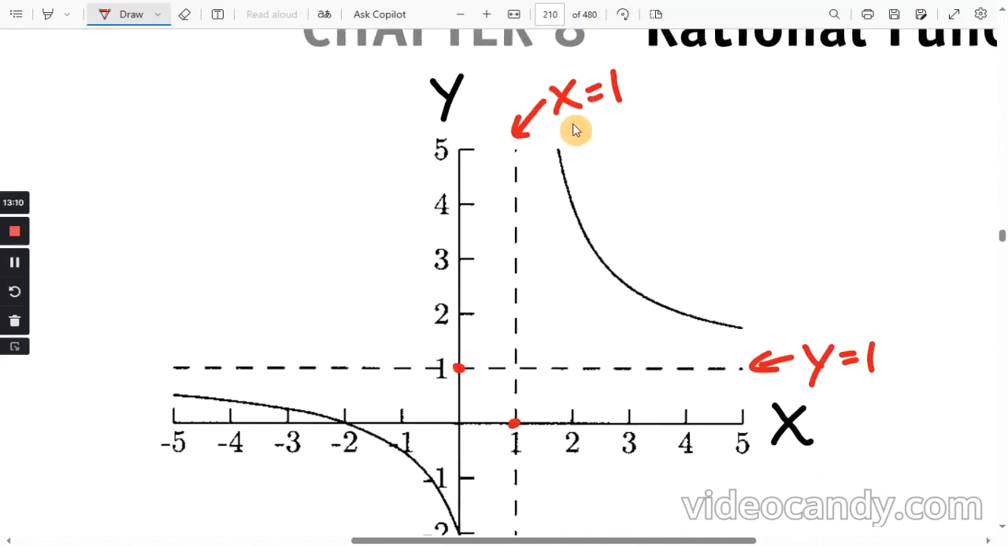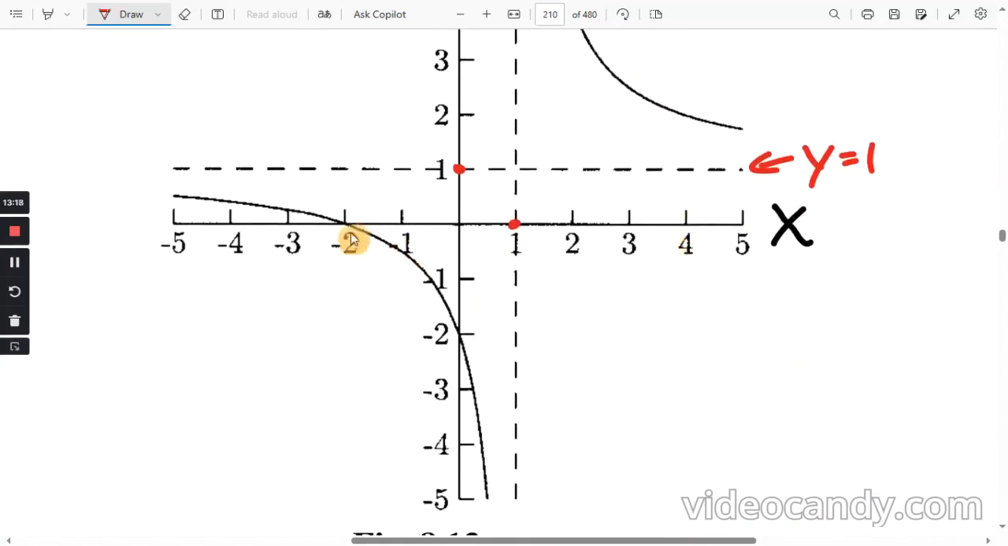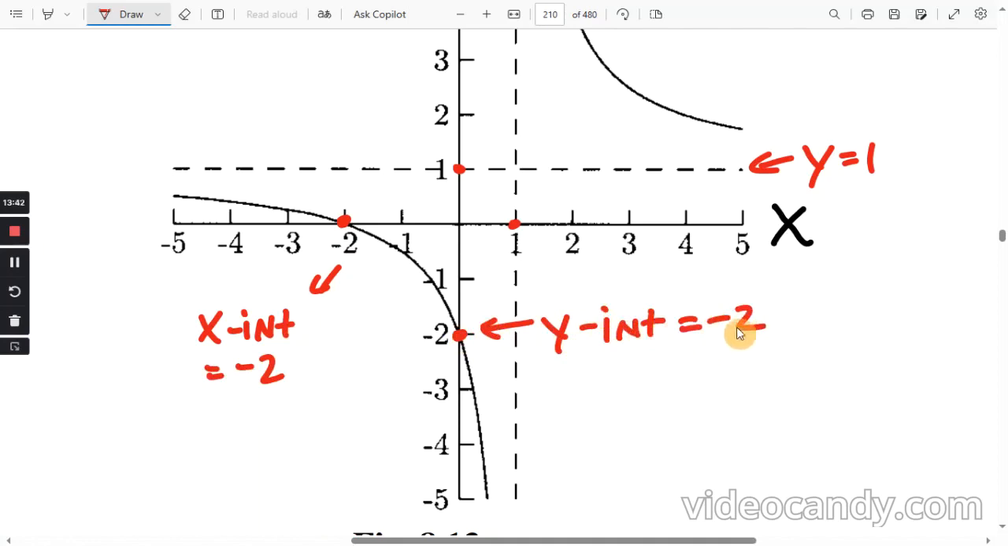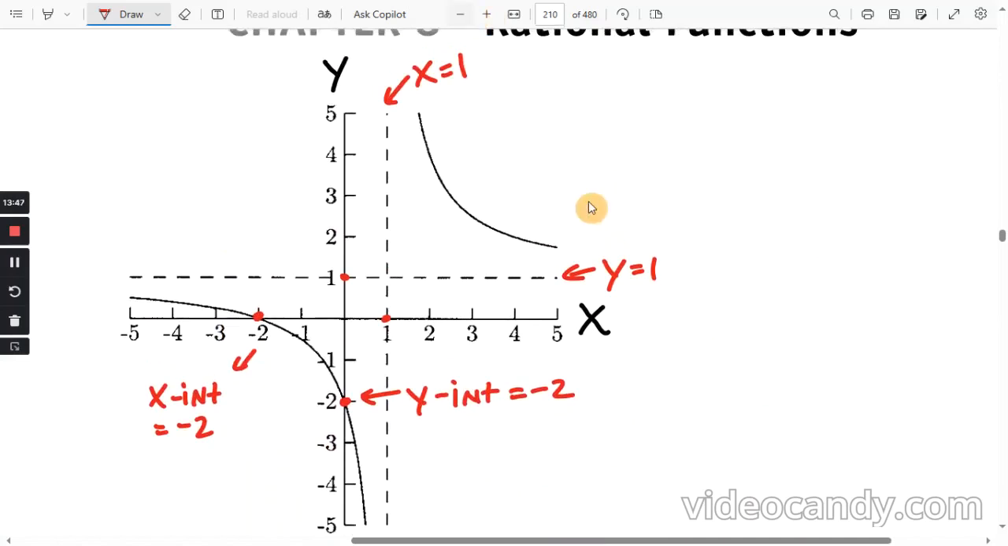All right, so let's find the equation with these asymptotes. And let's see, we have an x-intercept at -2, and we have a y-intercept at -2. All right, so those are the hints we can use on the equations. So let's go to the equations.